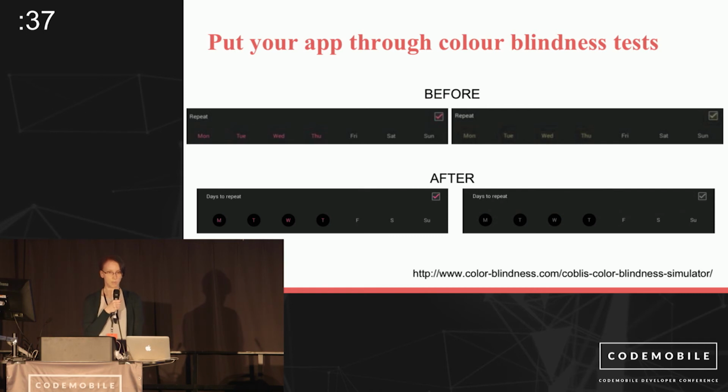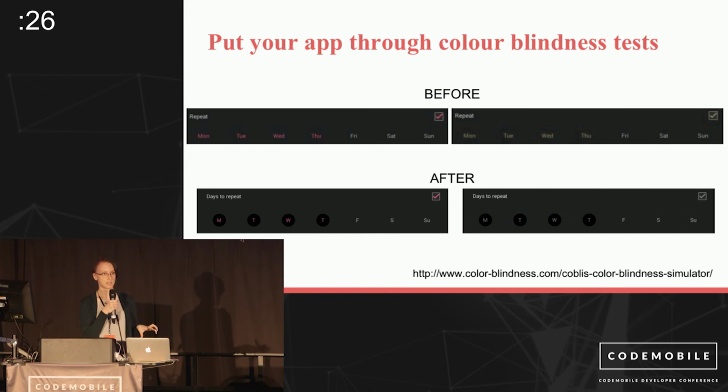On the iPlayer Radio app, we had a report from a user that they couldn't see on the alarm which days were set. On the top you can see, and the one on the right is when it's been put through a colour blindness test. I can't remember off the top of my head the type of colour blindness, but the user couldn't tell which days were selected, so what we decided to do is put circles around it as well.